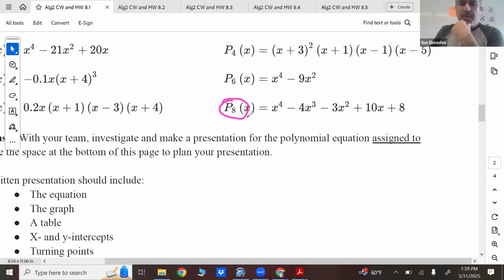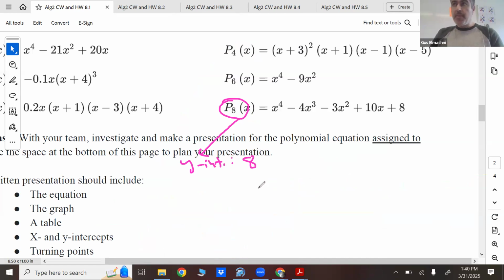Okay, P8. What's the y-intercept here, by the way? That should be pretty easy. 8. Yeah, it's pretty easy, right? The x-intercept's not easy. In fact, I don't think we can do this analytically. I think we need to use a graphing calculator or Desmos.